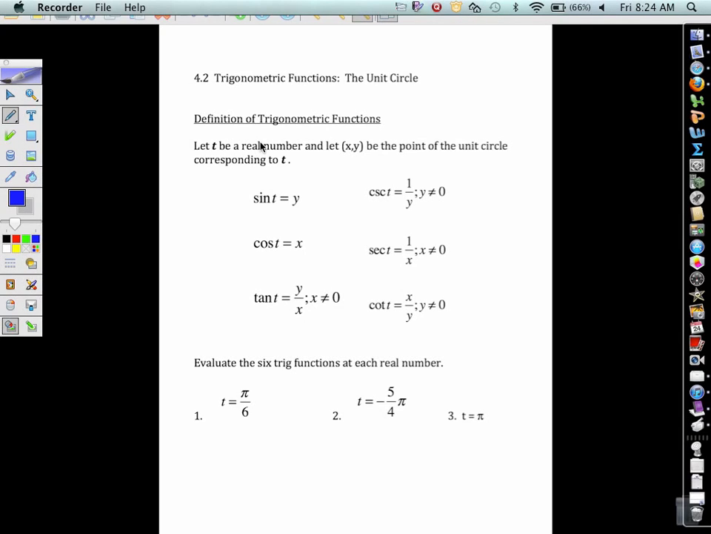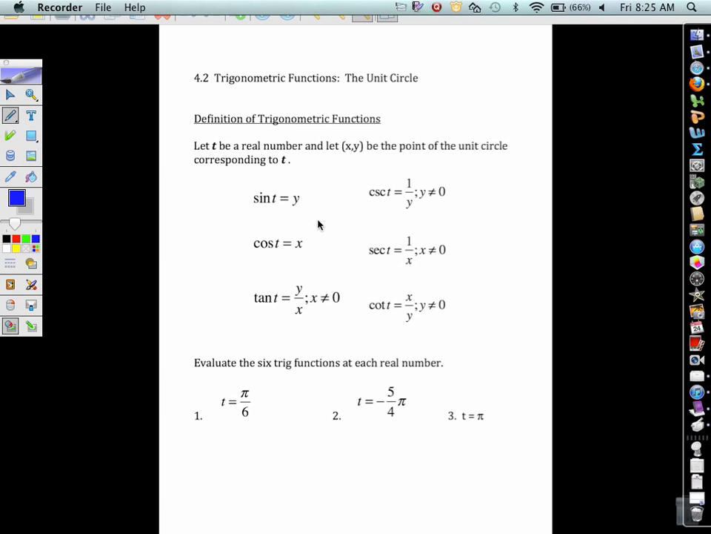Go ahead and look at some places where we would use the unit circle. We're going to be evaluating trigonometric functions. You should have your unit circle all completed with the angles in degrees, radians, all the ordered pairs. You should also have a good understanding of when the 6 trig functions are positive or negative.